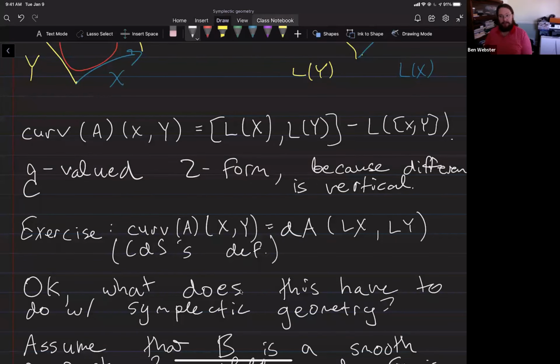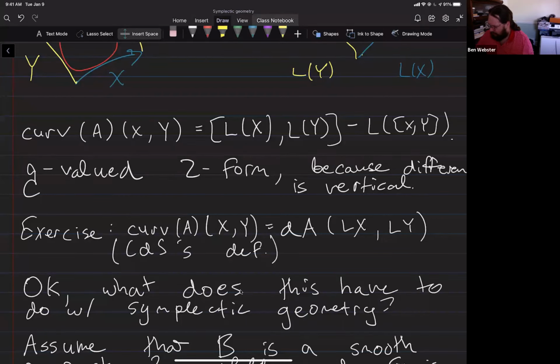All right, Cannas da Silva actually defines curvature differently. In her definition, what you have to do is take the exterior derivative of A and look at what that does only on horizontal vectors. If you look at the definition of the exterior derivative, you'll see that what she's asking you to compute is exactly this difference between the Lie bracket of the lifts and the lift of the Lie brackets. But I find this definition much easier to understand what is going on.